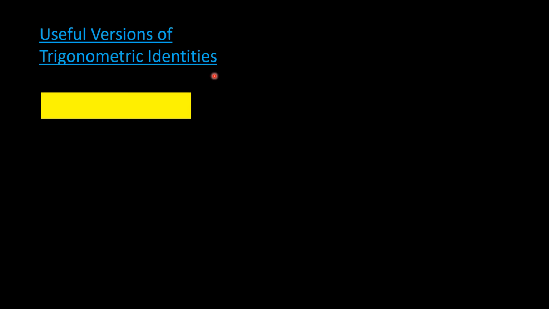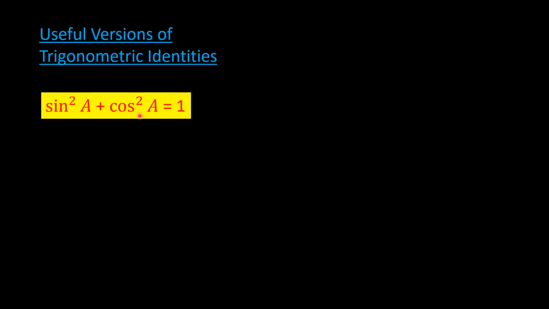Useful versions of trigonometric identities. Sometimes instead of using trigonometric identities directly, its suitable versions are more useful. So we will see what are useful versions of these trigonometric identities. So first we will see useful versions of the identity sin square a plus cos square a equals 1.